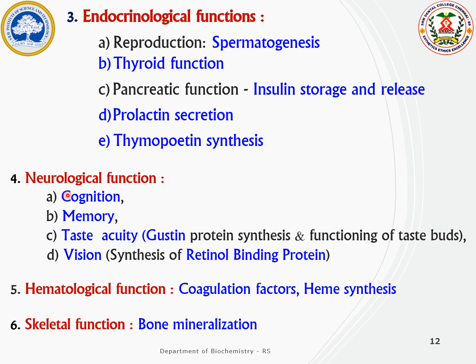Also, zinc has a role in neurological functions like cognition, memory and taste acuity. For taste acuity, gustin is the major protein involved. For the synthesis and functioning of gustin, which is present in the taste bud, zinc is very, very important. Also, zinc is involved in vision because the synthesis of retinol binding protein depends on zinc.